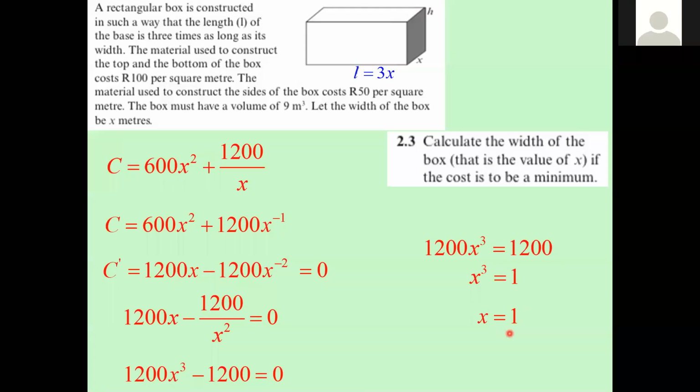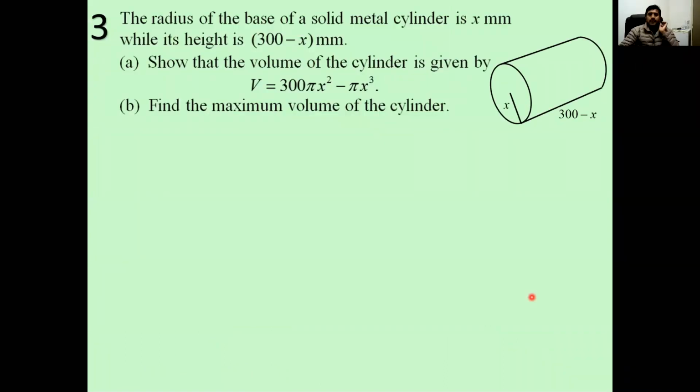So we got x is 1, and we're done. We're going on to question 3. So we're going to a cylinder.